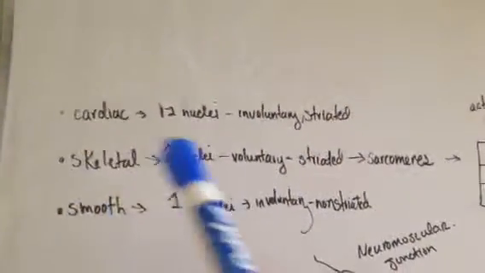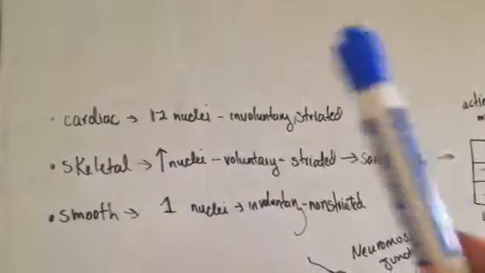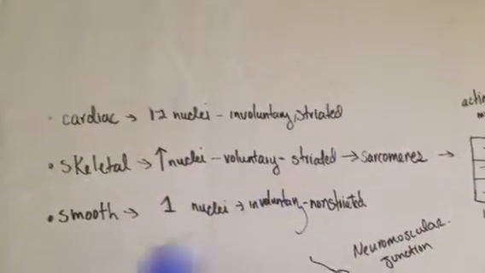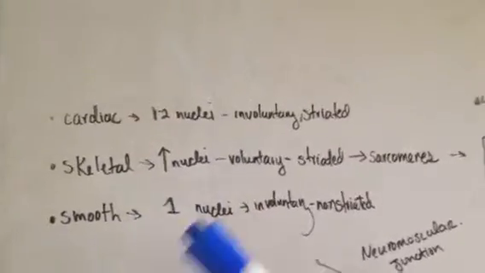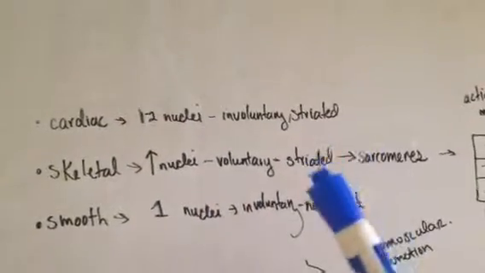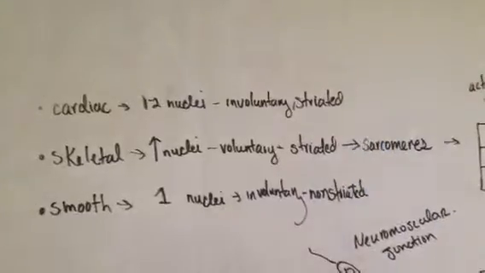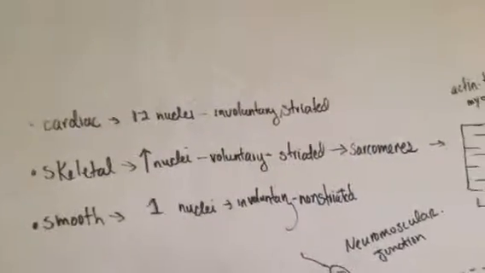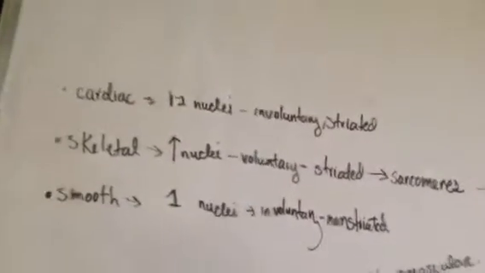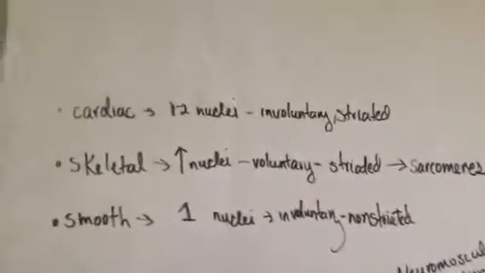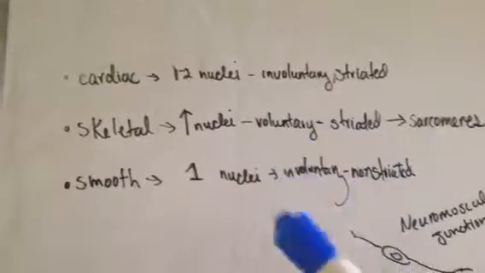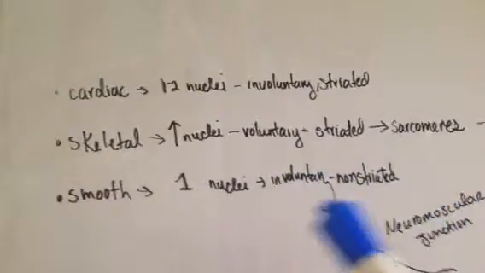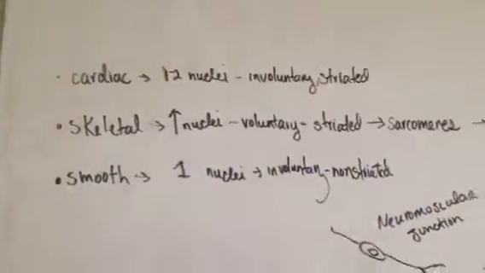Then we have skeletal muscle, which, unlike the other two, is voluntary. That means we can control it. It has many more nuclei. It is striated, and it consists of sarcomeres, which I'm going to go over in a little bit. And then smooth muscle. Smooth muscle usually lines the blood vessels, and it consists of 1 nucleus and is involuntary and non-striated, hence the name smooth.